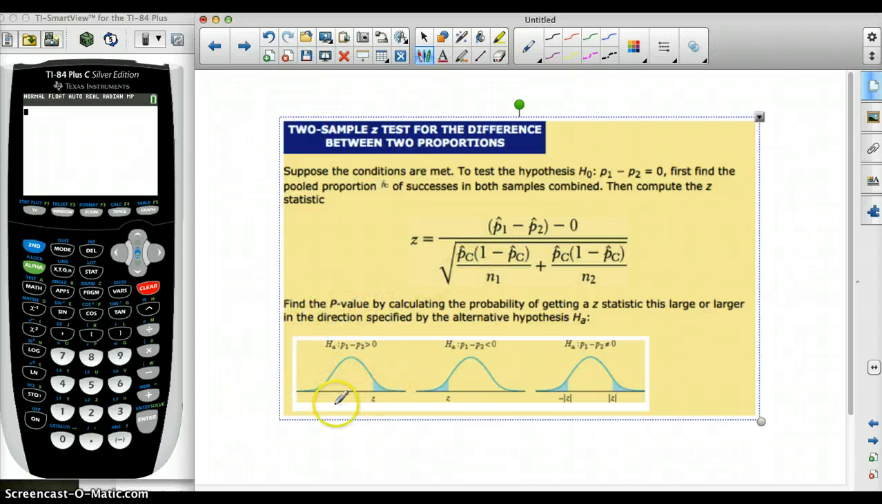Remember, your pictures are exactly the same as we were doing last chapter. If you have your alternative hypothesis as greater than 0, it's the shaded area to the right. If it's less than 0, it's to the left. And if it's not equal to 0, then it's going to be a two-tailed distribution, so you have to double your p-value.